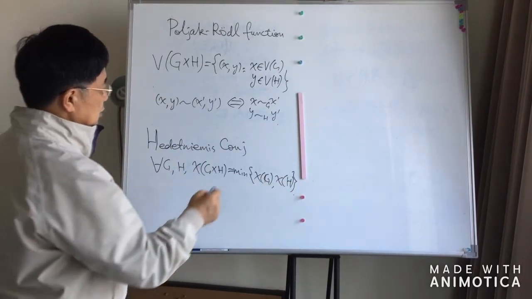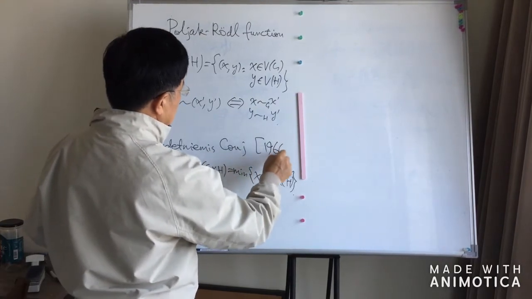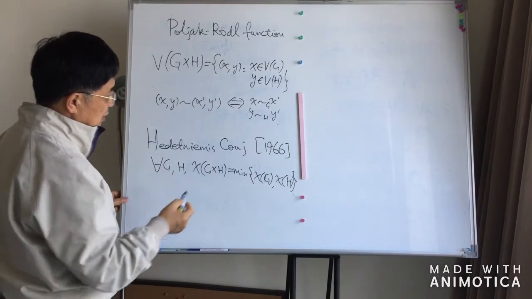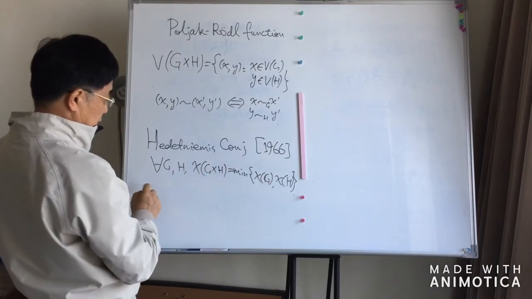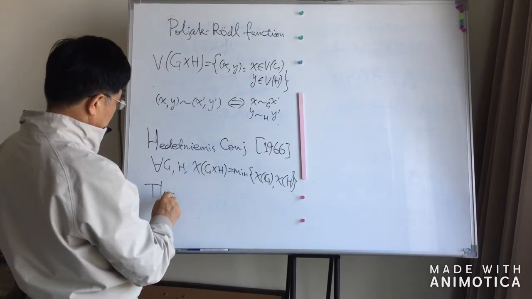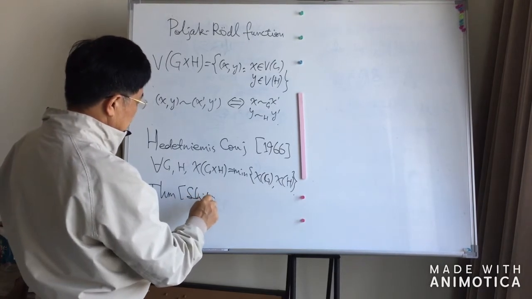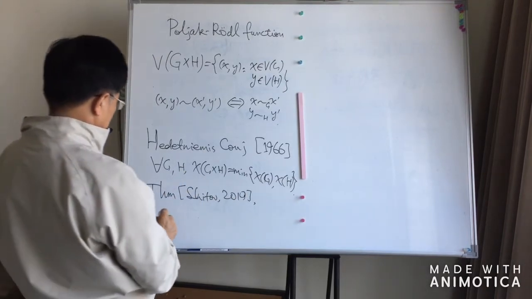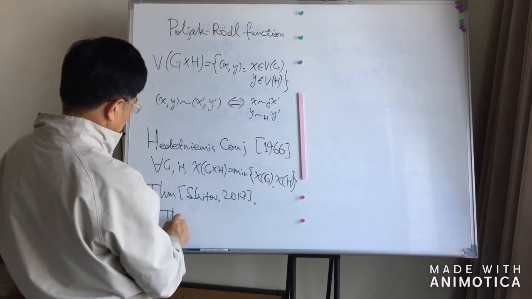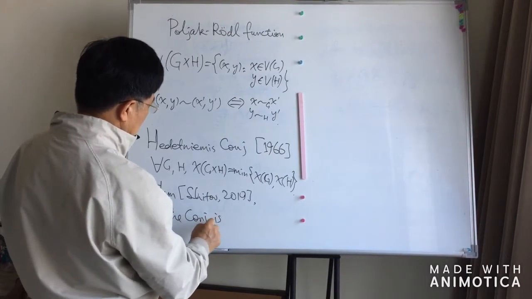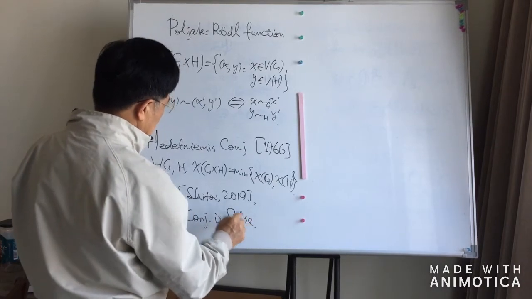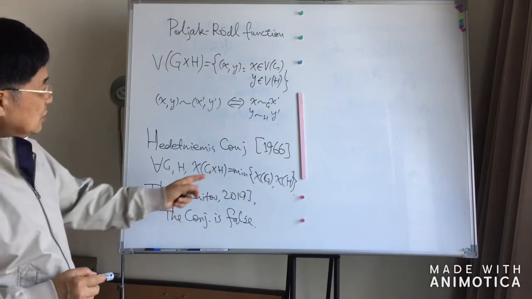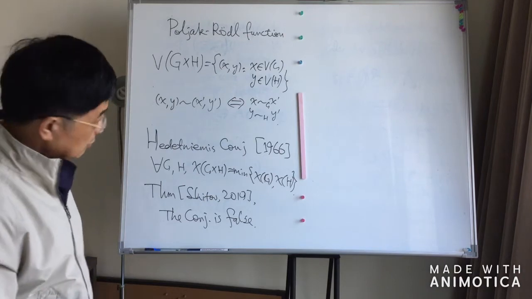This conjecture was proposed in 1966 and has received a lot of attention for more than half a century. It was proved in 2019 by Shitov, a Russian mathematician, that the conjecture is not true. The conjecture is false. It means there exist graphs G and H such that the chromatic number of the product is strictly less than the minimum of the chromatic numbers of the two graphs.